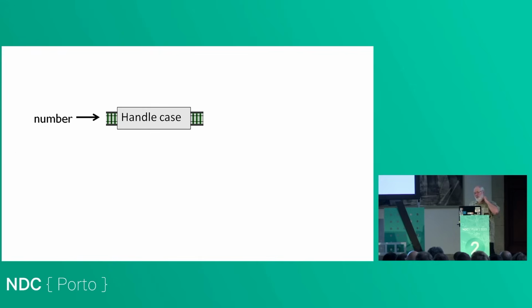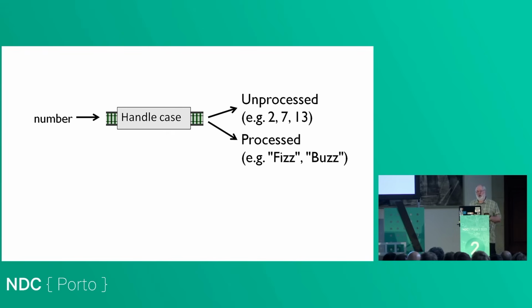So this number is going to come in, but there's actually 2 different things that could happen. One is that I'm not going to handle that number. Like for 3, then 2 and 7 don't count. Right? I'm just going to ignore them. On the other hand, if it's 3 coming in, then I might want to put fizz as the output. So I need to handle both these different possible outputs.